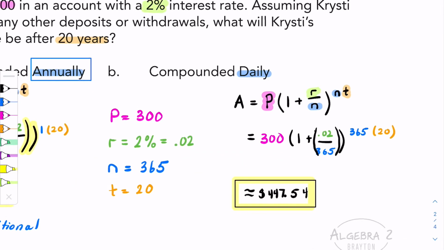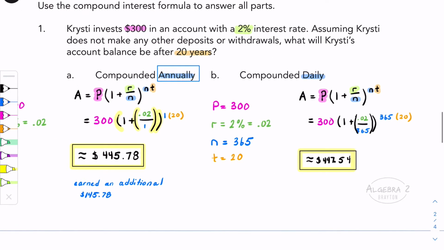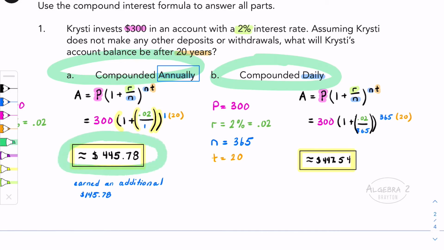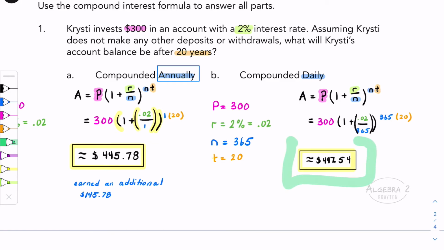So if by chance the question says how much more did she earn, she earned an additional $147.54. If by chance there's a question that says which bank account, meaning this one or this one, would earn you more money, compare your answers. Which one gives you more money? So in this case, compounded daily would give us more money. Again, that's not the question, but those could be different types of questions.